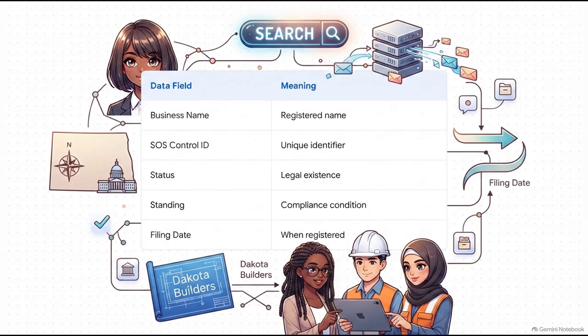It gives you an immediate snapshot of the company. You're going to see the exact legal business name, the SOS control ID, the entity's status and standing, and the initial filing date. So, for example, if you search for a sample business like Dakota Builders, this data gives you an instant bird's-eye view of exactly when they were formed and their current overall condition.